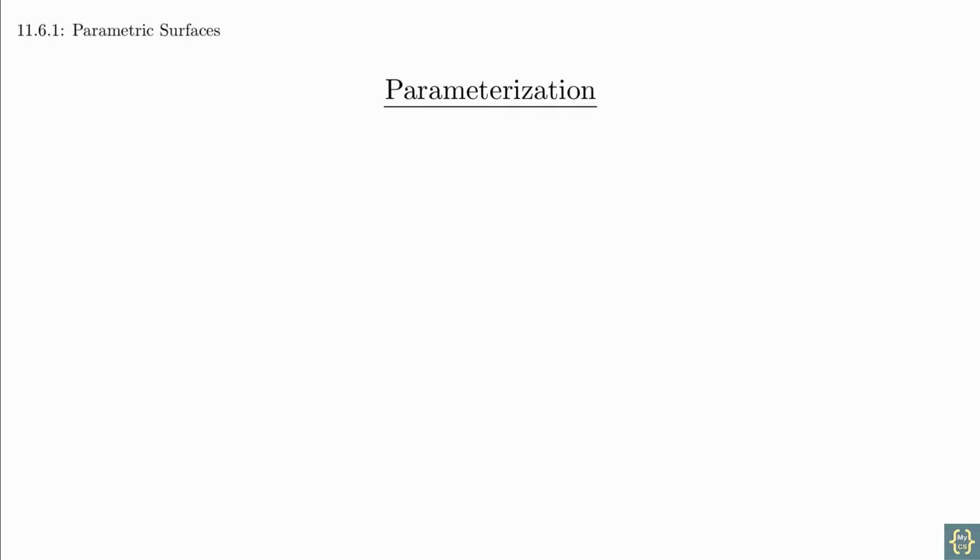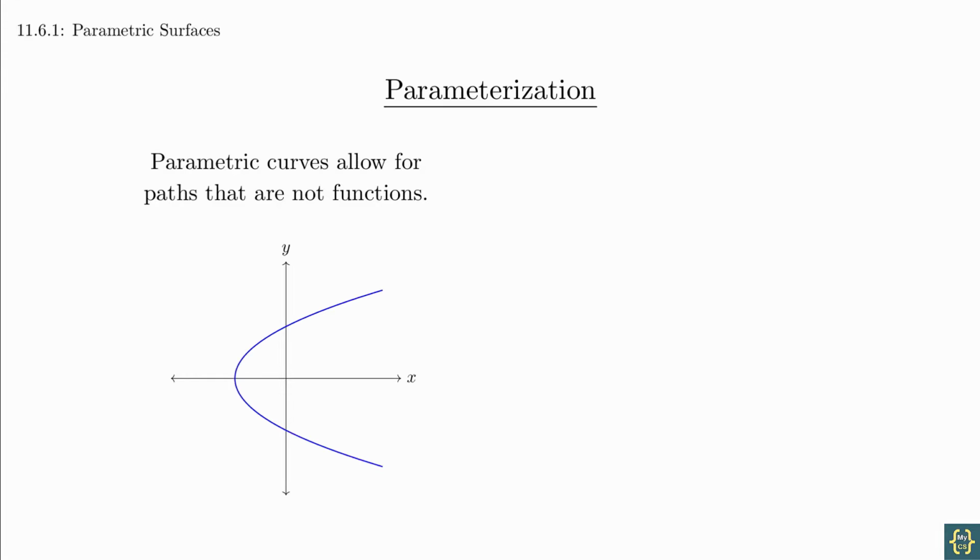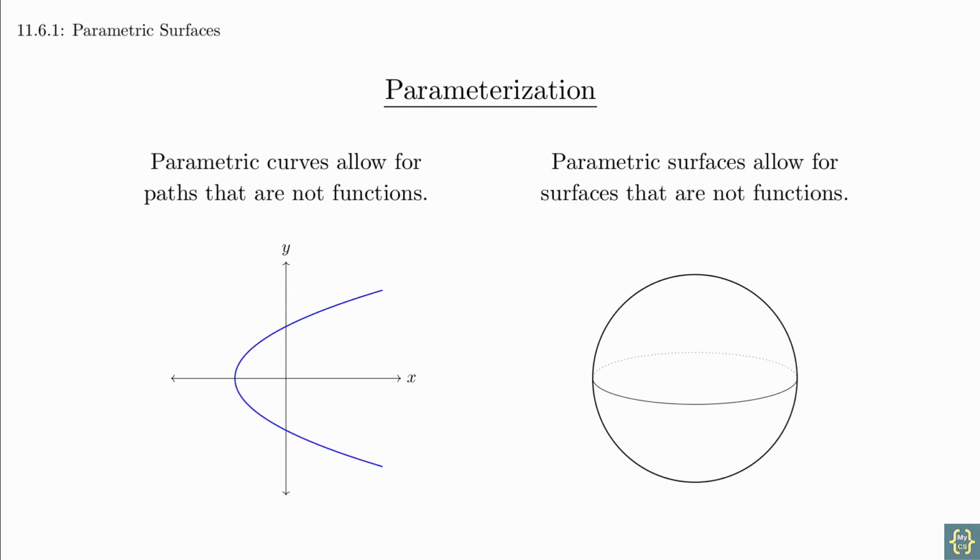When we introduced parametric curves, one of the benefits we discussed was that we could trace any curve we wanted. We were no longer restricted to working with paths that were functions of the form y equals f of x. The step up to parametric surfaces is the same thing. The simplest example to think about is a sphere. If we tried to use z equals f of x, y to capture the shape of a sphere, we would only be able to capture either the top half or the bottom half, but not both at the same time.